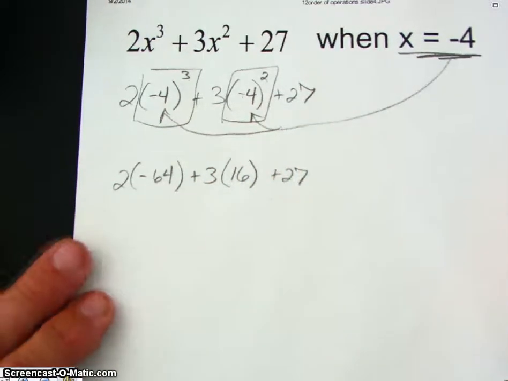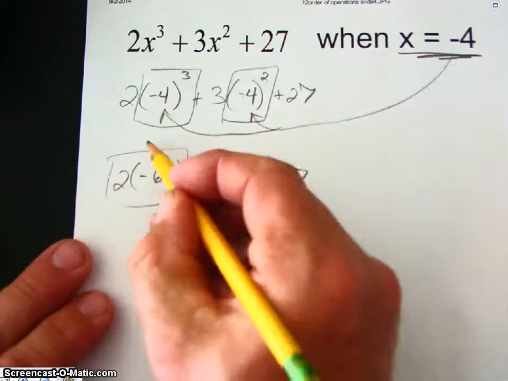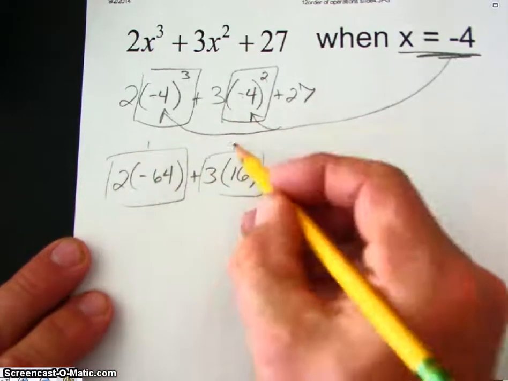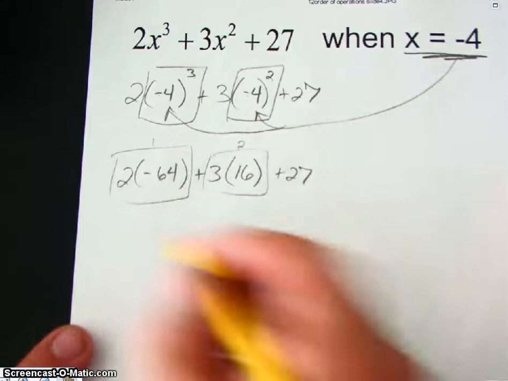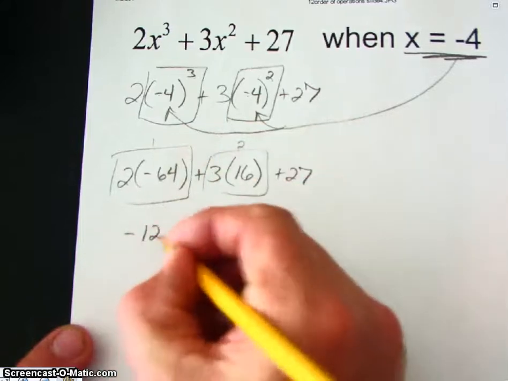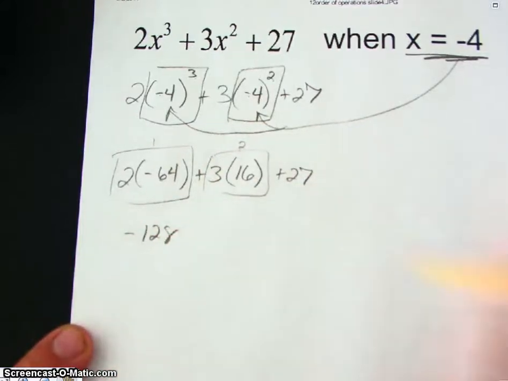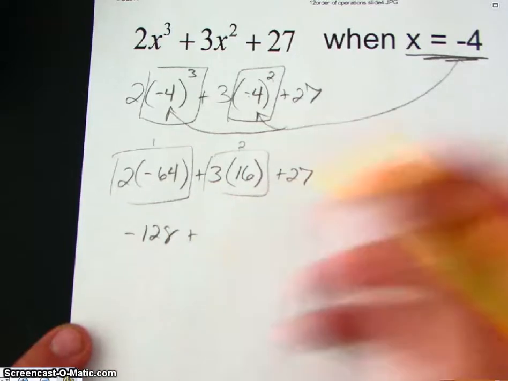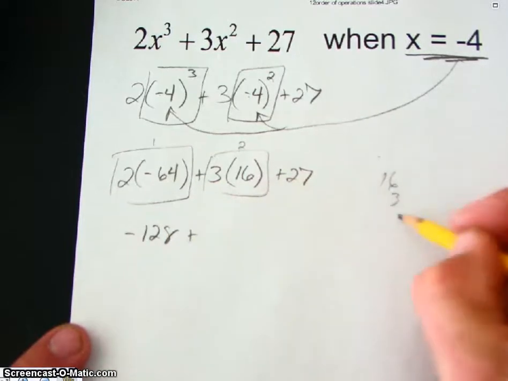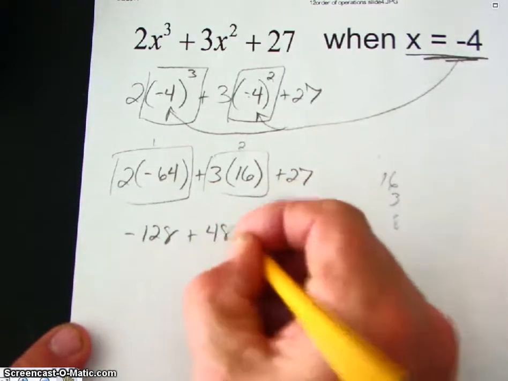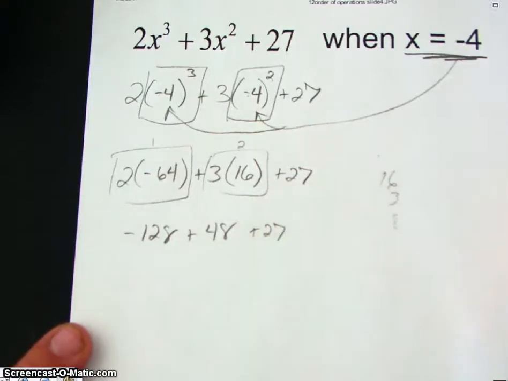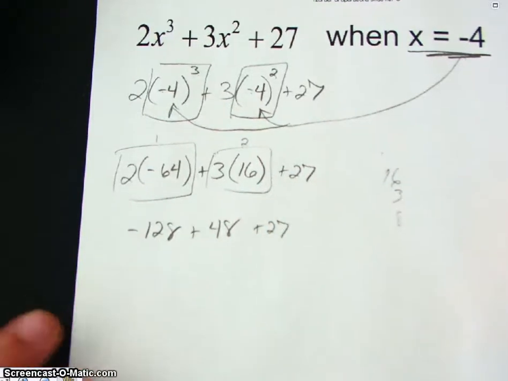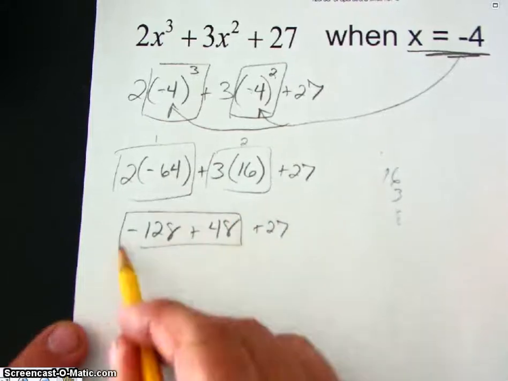Now I do multiplication and division. So I'm going to do this first, then I'll do this second. So 2 times negative 64 is negative 128. 3 times 16 is going to be positive, so 16 times 3 is 48, plus 27. So now I do addition and subtraction. So the first step is I do this.